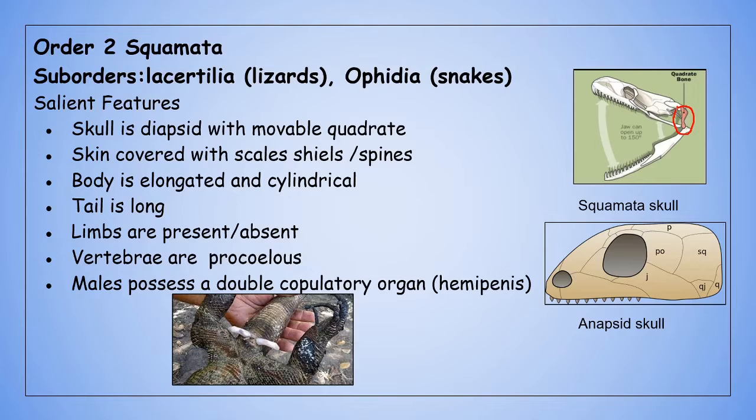So in lizards, the quadrate is articulated at both ends, and hence it is movable. And in snakes, this is more elongate. When you compare the quadrate bone of lizards and snakes, you can see that in the case of snakes, it is much more elongate and it is very mobile. And this particular structure of the quadrate bone is to allow them to swallow a larger prey.